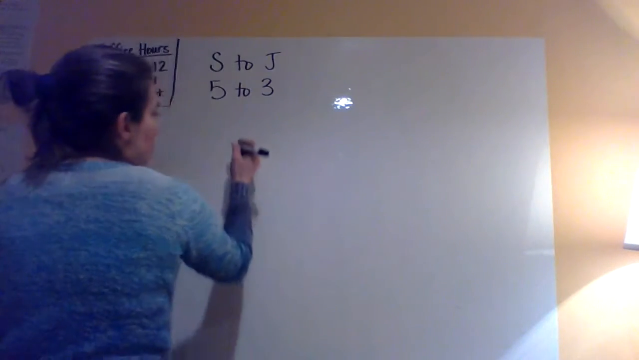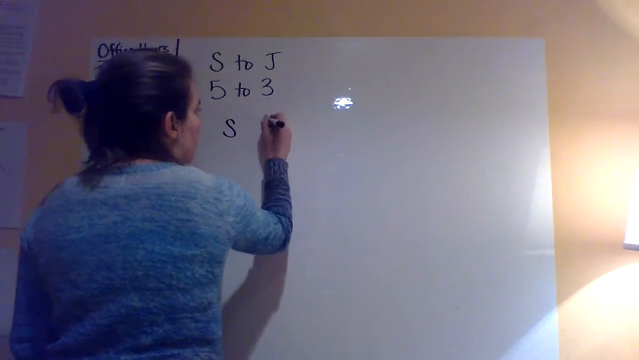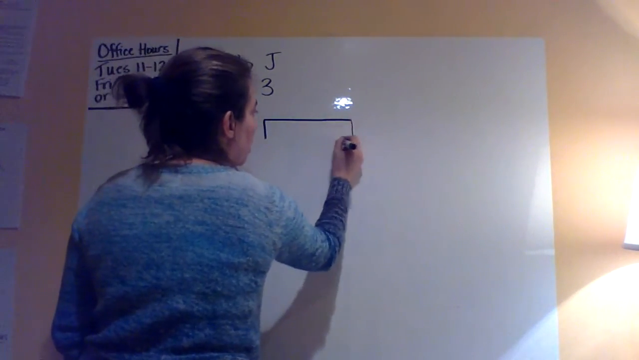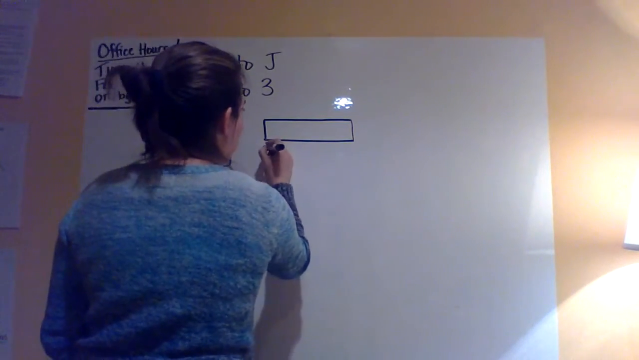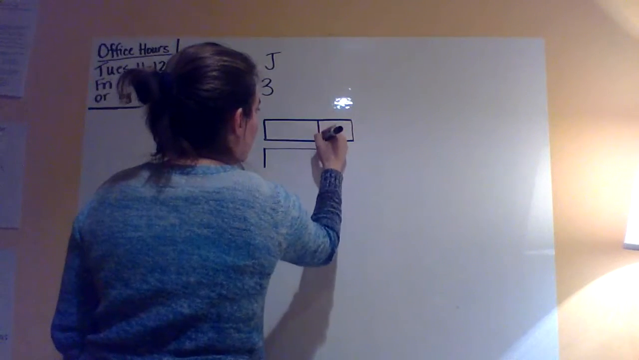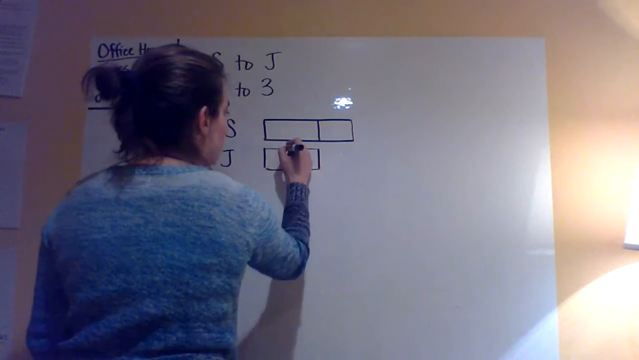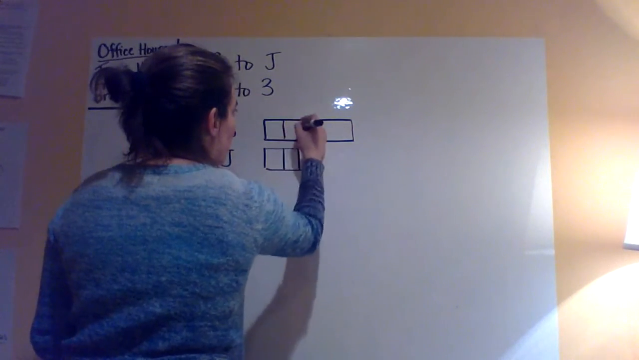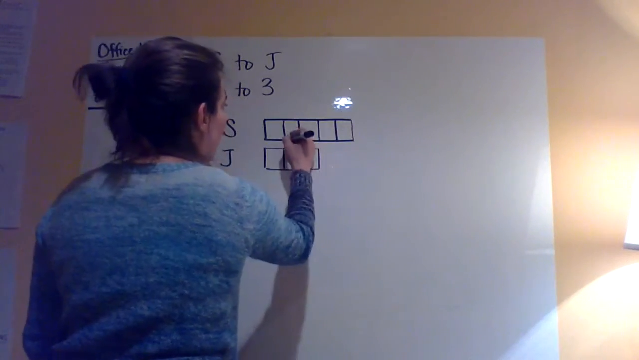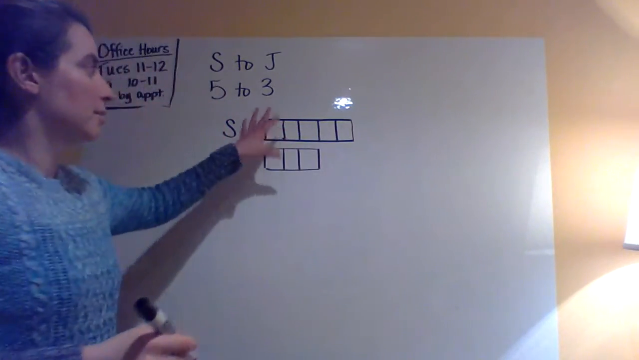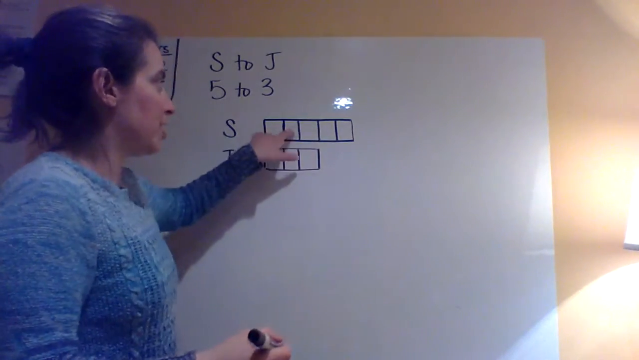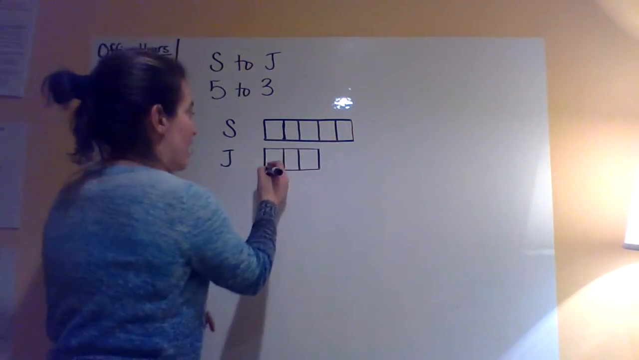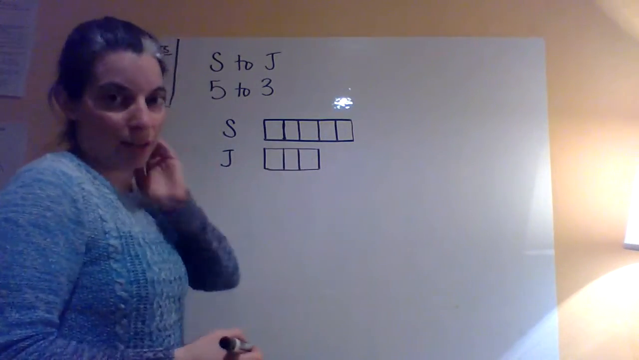Okay, so let's draw a strip diagram for this first before we get to the rest of the problem. So we know that Shantae and Jessica have some cards. Try to make this kind of even. Okay, so Shantae to Jessica is 5 to 3, right? Whatever each of these represents, that's the same thing that each of these represents.